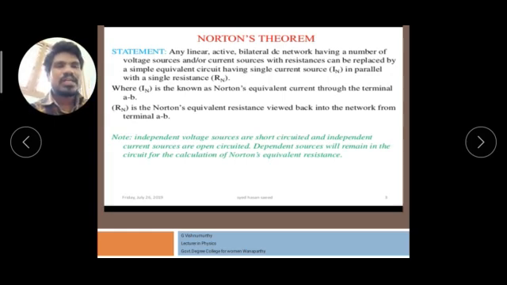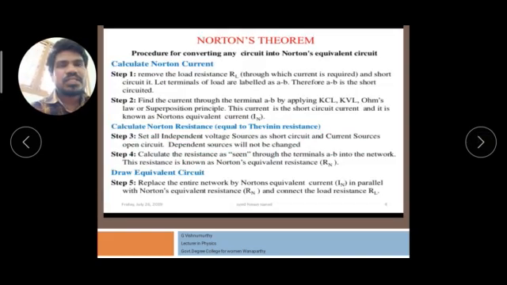We will simplify the complex network into a simple network. That is, all resistances are replaced with only a single resistance, and current sources are replaced with only a single current source. This current source is in parallel with the single resistance. Then the network is called the Norton's network. Here you see the procedure of converting a circuit into a Norton equivalent circuit and calculating the Norton's current.